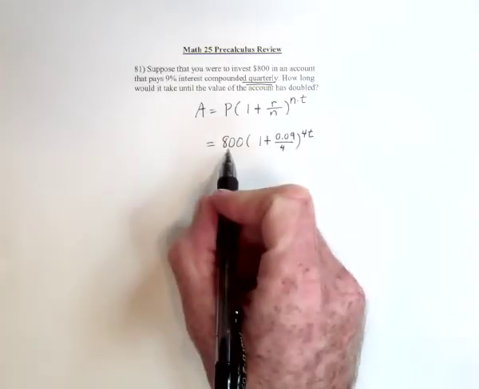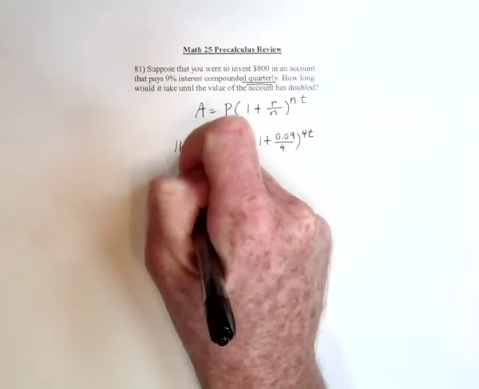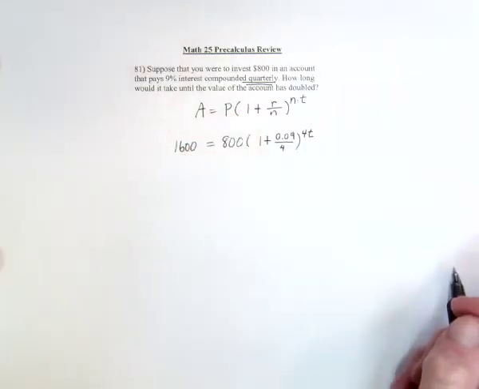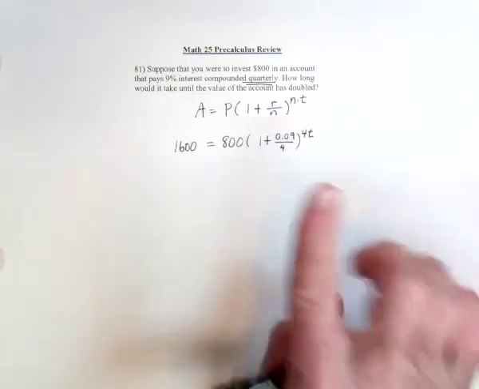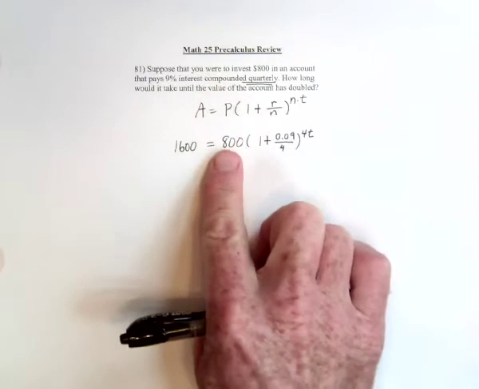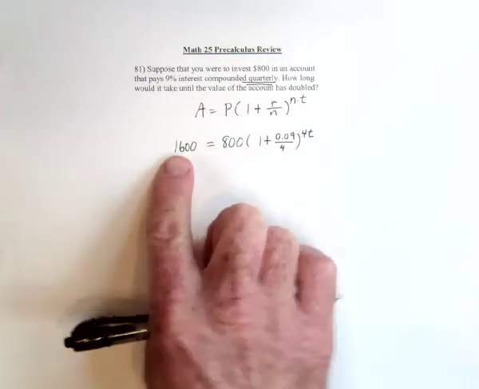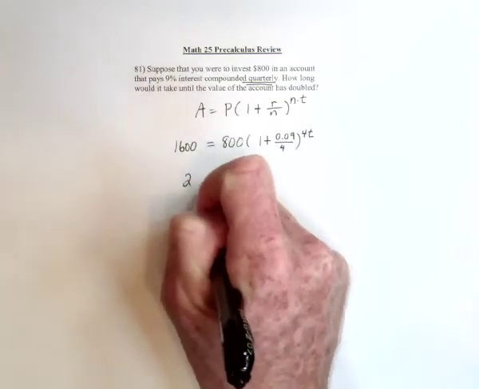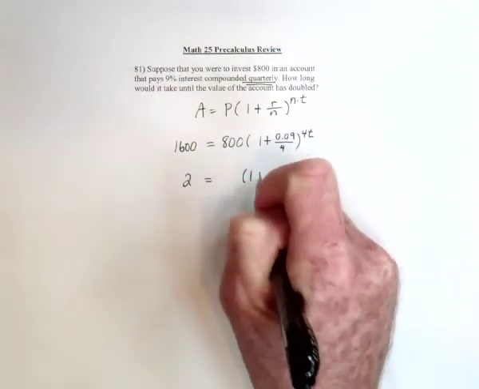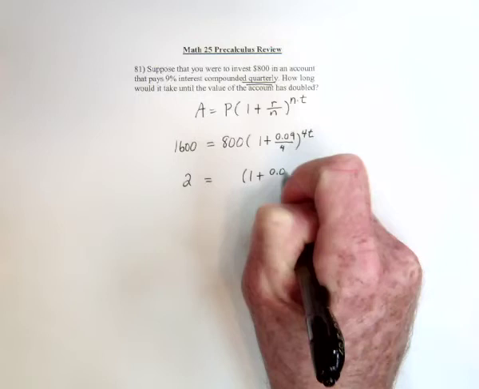Well, if you double $800, that's $1,600. So the amount A is $1,600 after how many years? For this, we need to first isolate the base by dividing both sides by 800. If you divide this by 800, it's going to give you 2. That's essentially the double part that was in the problem.